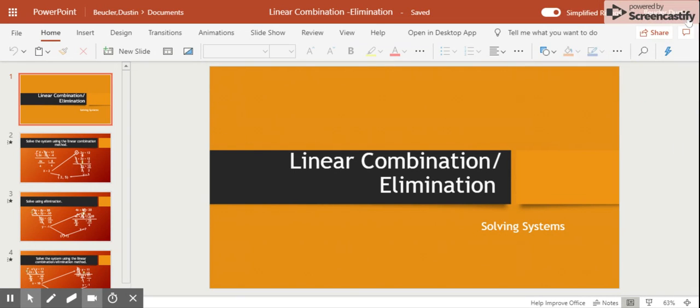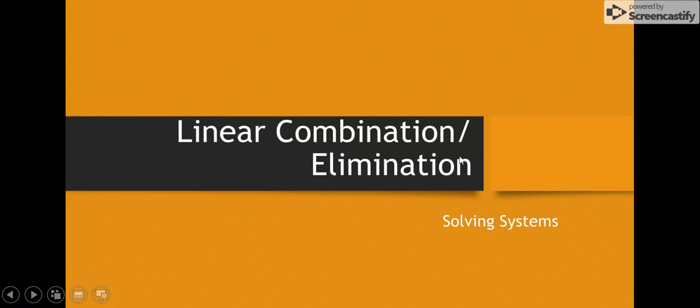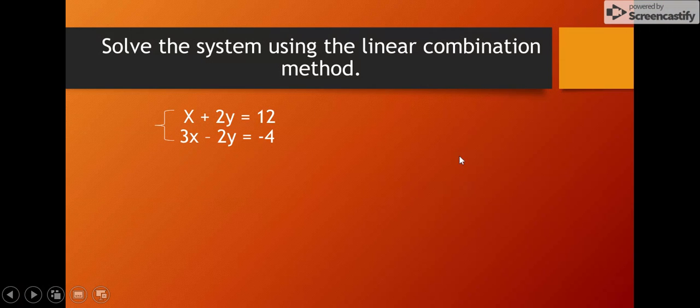Elimination. So let's pull this up here. I got a couple examples for you. Like I said, I'm gonna walk through these. All right, first thing we're looking at, we have x plus 2y equals 12, and then 3x minus 2y equals 4. So we need something to cancel out.